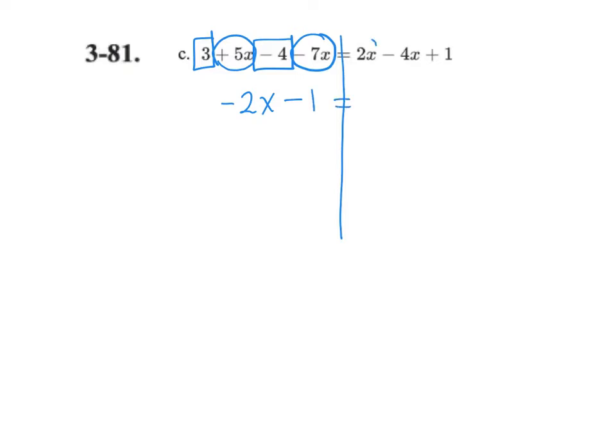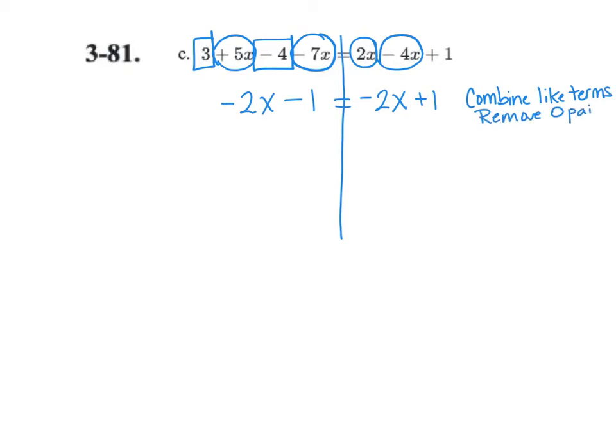And on the right-hand side here, I have 2 x tiles minus 4 x tiles. That would leave me with 2 negative x tiles plus 1. Again, how did I get here? I combined my like terms. You could also say that you removed your zero pairs. Okay, now I have 2 negative x tiles on the left and 2 negative x tiles on the right.